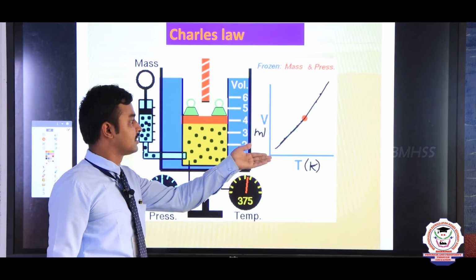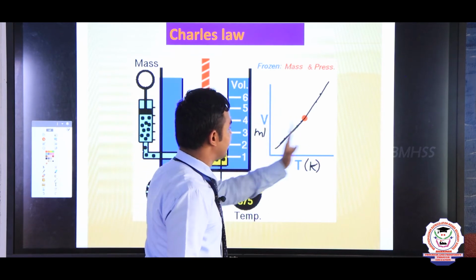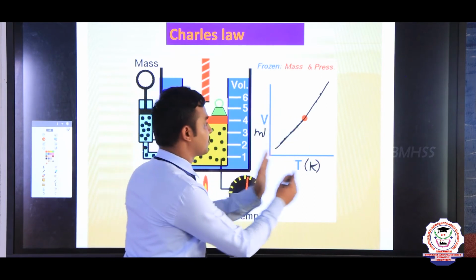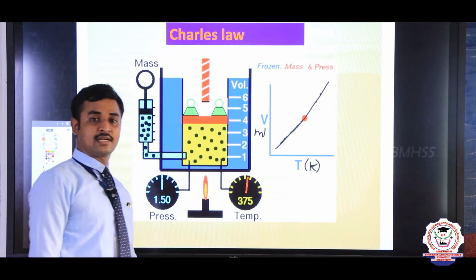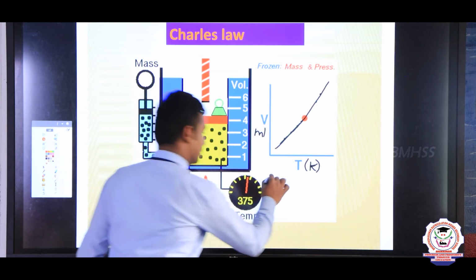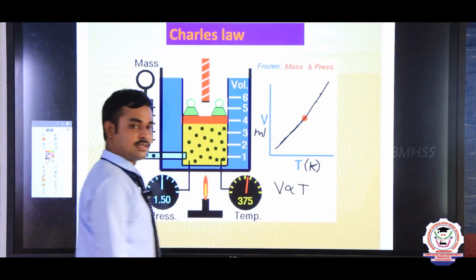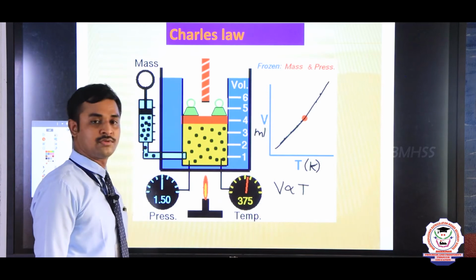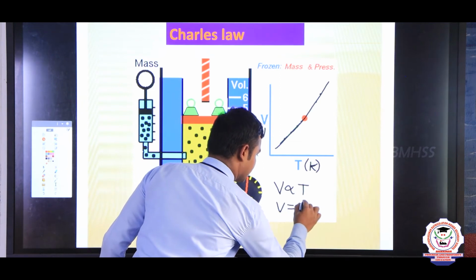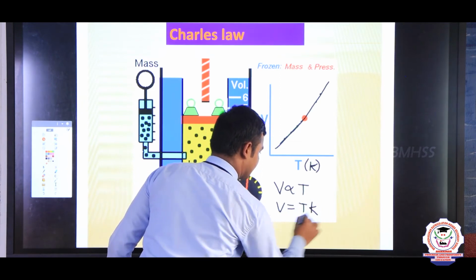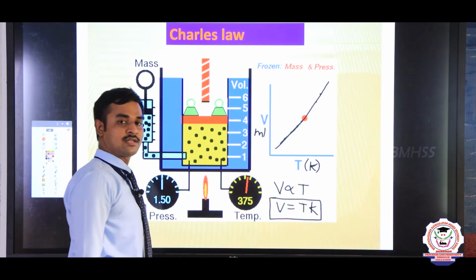This line shows that the volume increases along the height and the temperature increases from left to right, so the line grows up. So we can see volume is always directly proportional to temperature. This is the mathematical representation of Charles's Law: volume is directly proportional to temperature. If we put an equals sign, V is equal to K into T. This is the mathematical representation of Charles's Law.